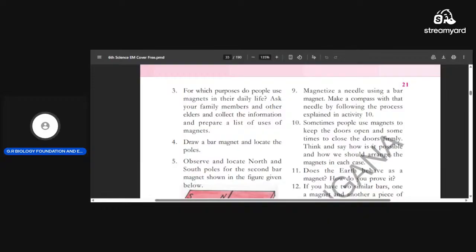So find out some of the magnetic and non-magnetic materials in your house, in your school. So what are iron filings? How do you separate the iron objects from a mixture by using a magnet? So these are all questions, general things which will happen in our life where we will use magnets. About that you have to collect some information.